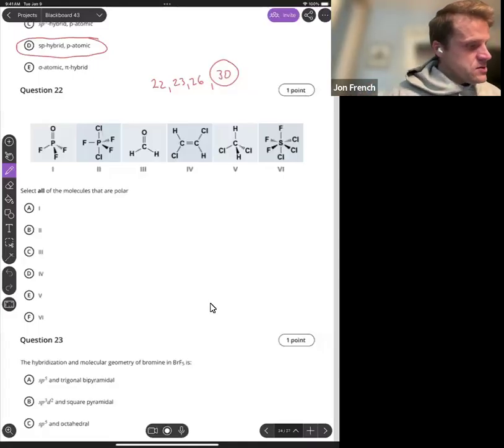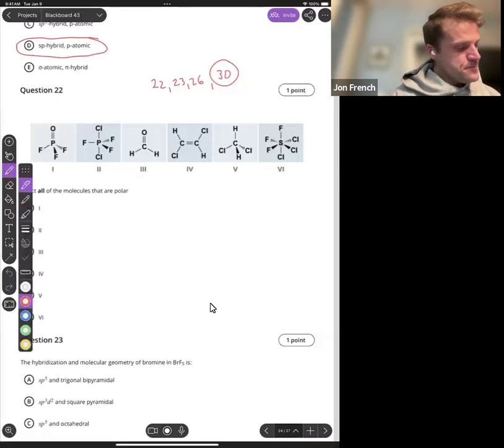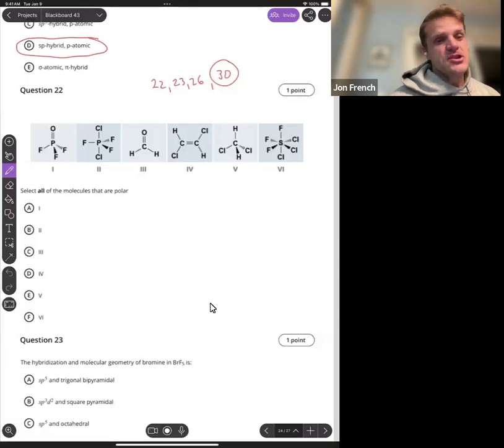All right, question 22, right? Select the molecules that are polar. I think someone asked about this earlier. We were talking about the geometry, right? And so that's where understanding the geometry, the shape, is really helpful here.